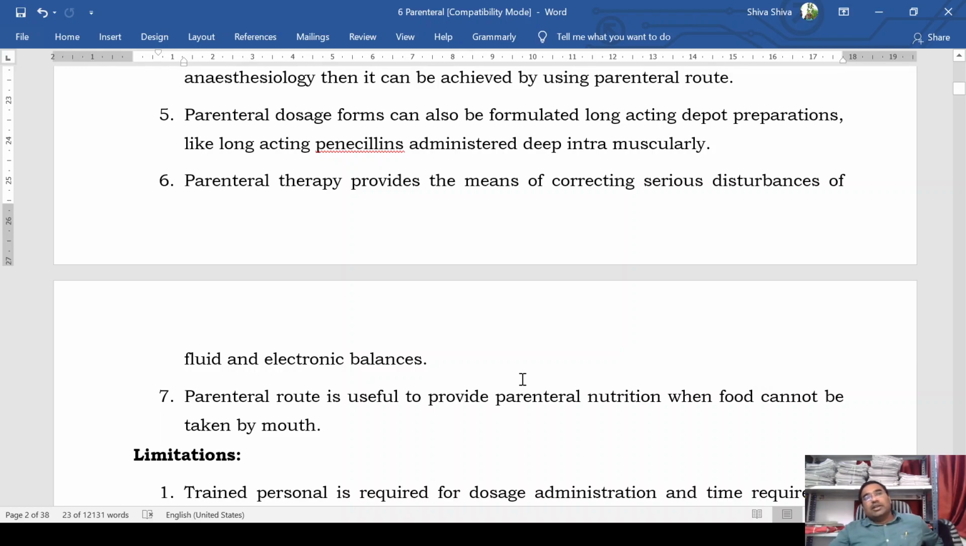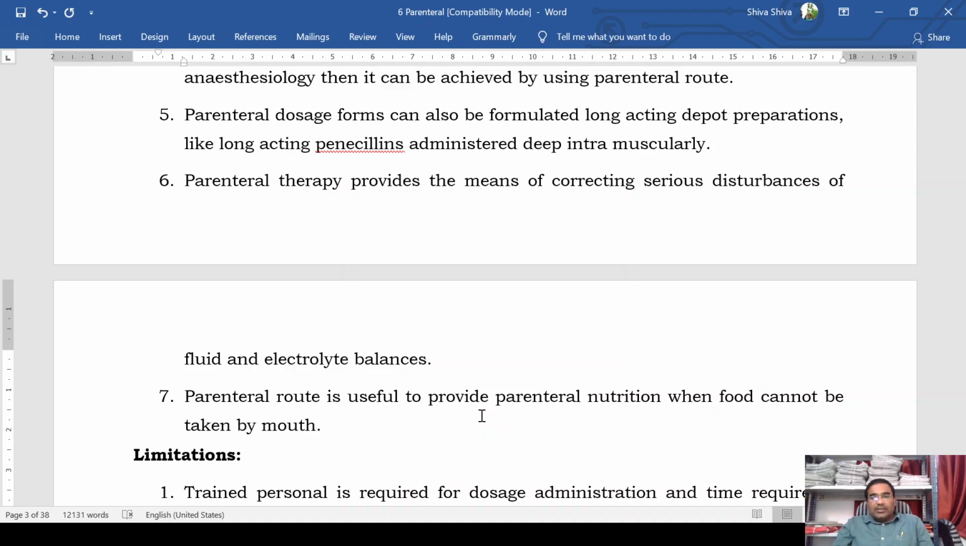Then the next advantage is that parenteral therapy provides a means for correcting serious disturbance of fluid and electrolyte balance. Sorry, this is the word electrolyte. So generally, what happens in case of shock? Fluid amount is decreased in case of shock. In case of severe diarrhea, the fluid amount inside the body may decrease. So to maintain fluid and electrolyte balance, parenteral products can be used.